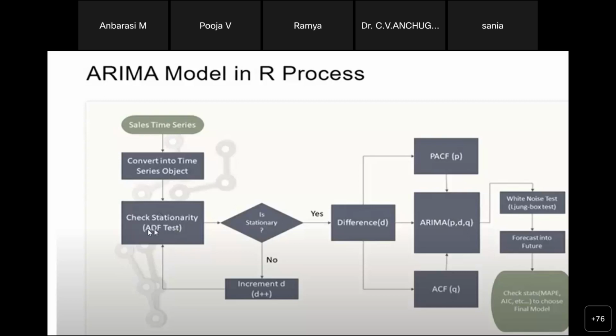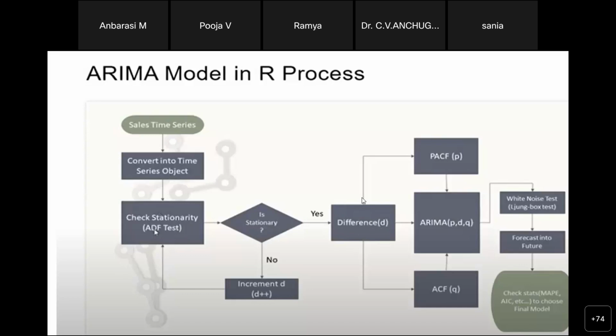Once you have converted the given data into stationary, because I already told you, with time series data, before applying any model, it first has to be converted into stationary values. Then only can we apply the techniques. So using the ADF function or ADF test, we will try to convert the given data into stationary. Once the data is stationary, we will find the difference.